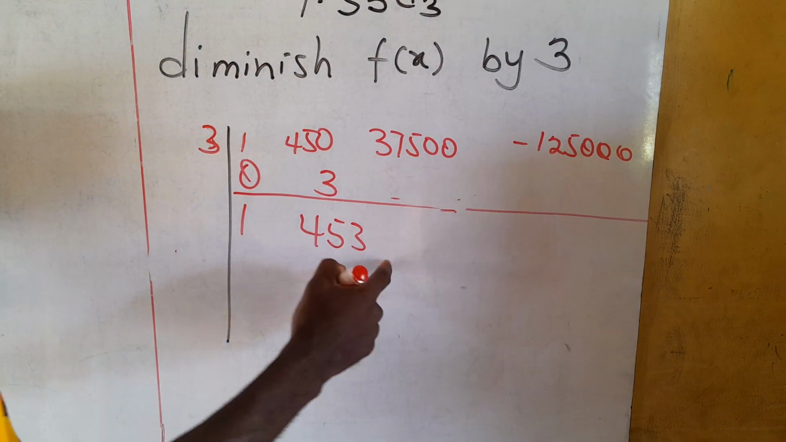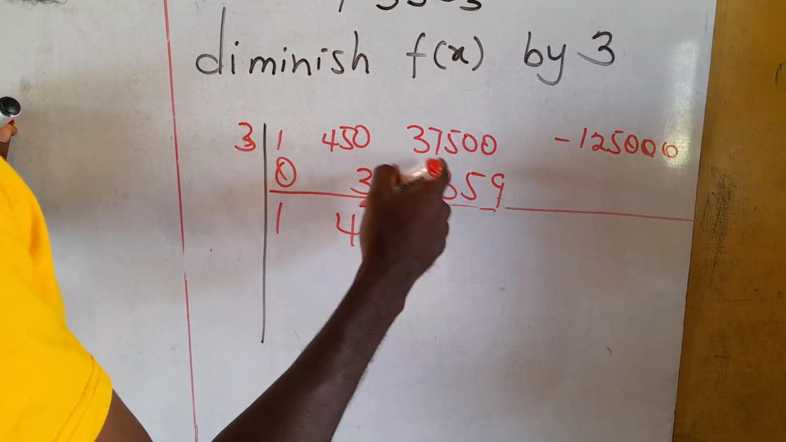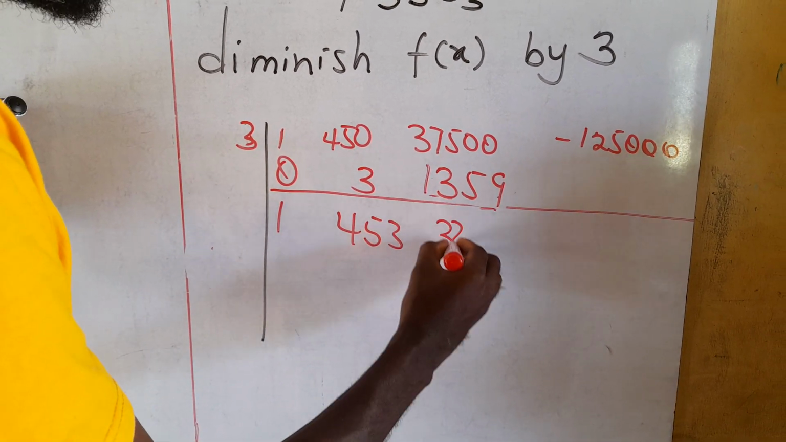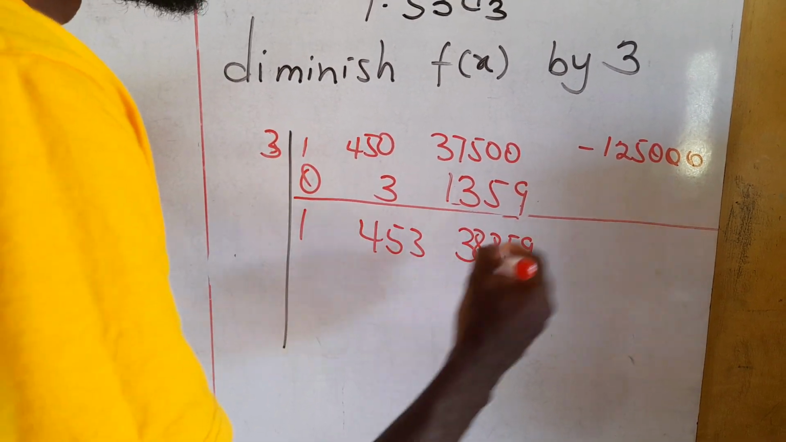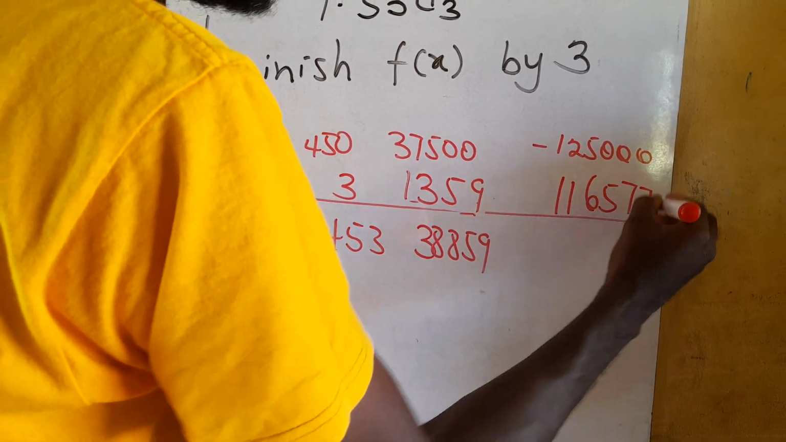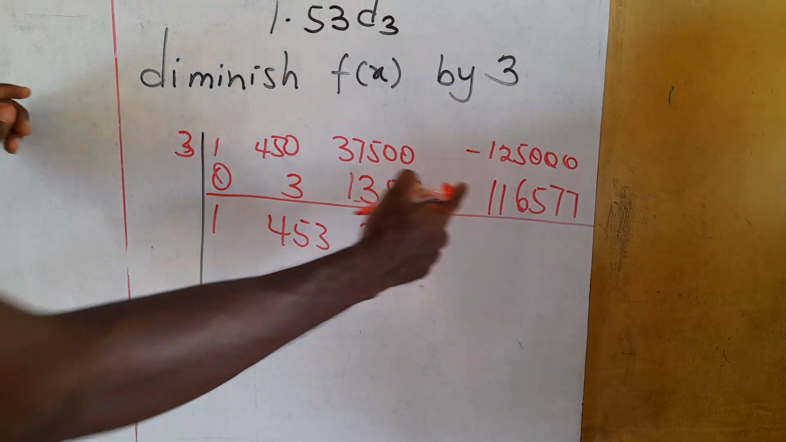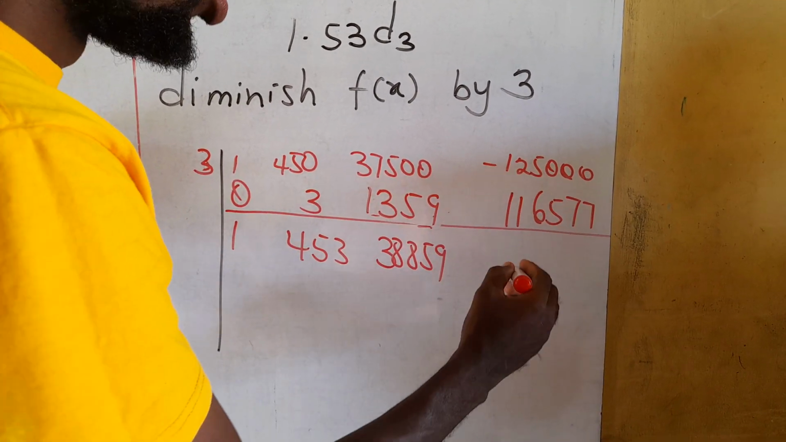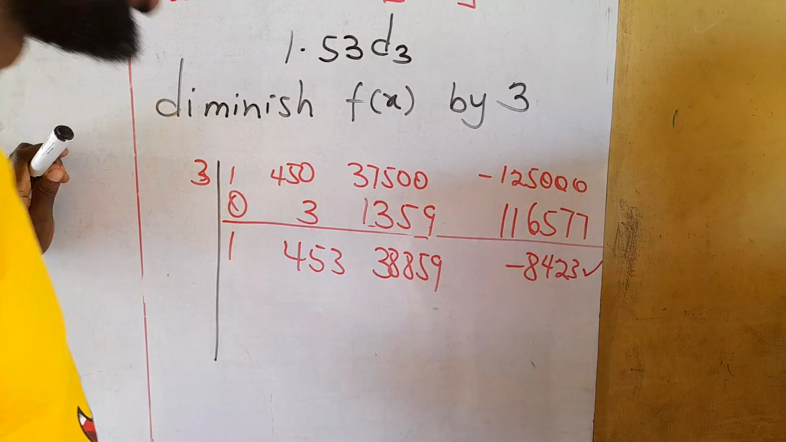When we add 1359 to 37,500, we get 38,859. 3 times 38,859 will give me 116577. So we add 116577 to negative 125,000. We'll get negative 8423. Then we are done with that.